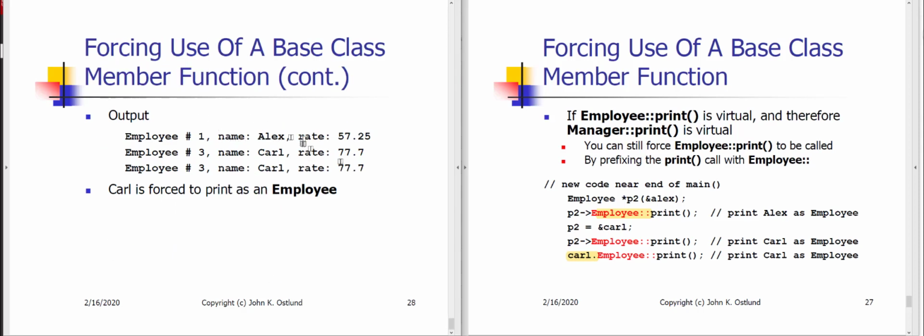And so here we have the output of the code on slide 27. We have Alex displayed as an employee, which Alex is, and we also have Carl being displayed as an employee, first through the pointer p2, and then by directly using Carl with the dot. Okay, so that gets us to the end of lecture 17, our introduction to inheritance, including this important idea of virtual functions that are looked up at runtime rather than hardwired at compile time.